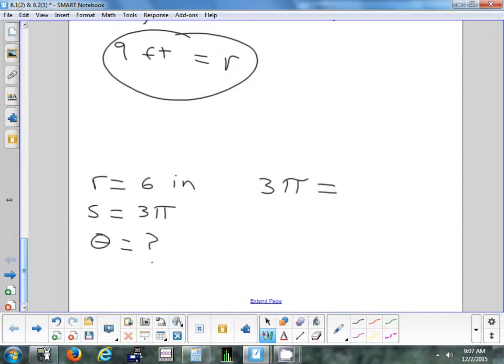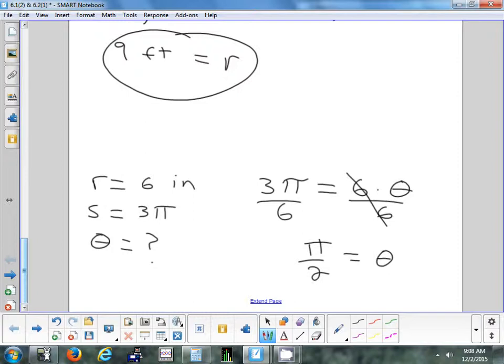S equals R times theta. And how would I get theta by itself? Divide by 6. Just divide by 6. And that's it. You're done. Okay. If you can reduce it, reduce what you can.